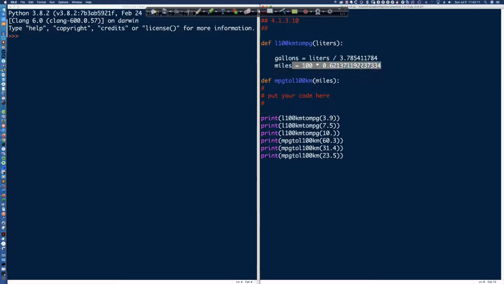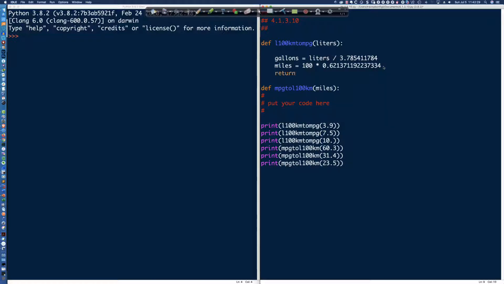So that's going to be the value for miles. It's going to be 100 times 0.62. And then the gallons is going to be the number of liters that were passed in divided by the number of liters in a gallon, so that we get the total number of gallons. And then finally, I'm simply going to return the miles divided by the gallons, and we're doing floating point division here, and not floor division or integer division. So this should work, and we can test this right out of the gate.